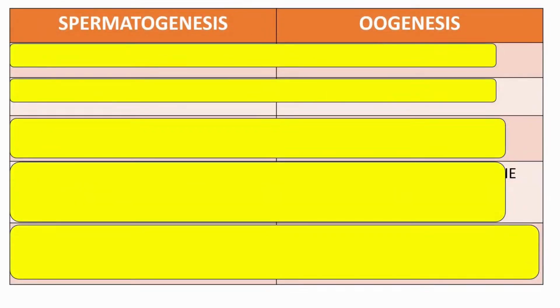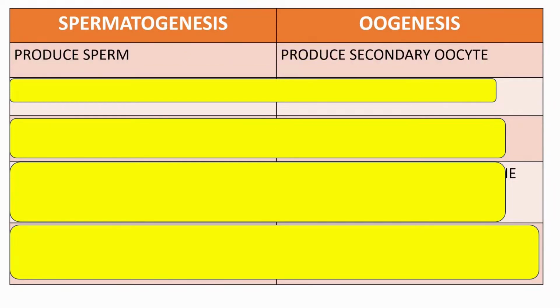Okay, so spermatogenesis and oogenesis. From the name, we also know that spermatogenesis is the process that produces sperm, while oogenesis will produce the secondary oocyte.